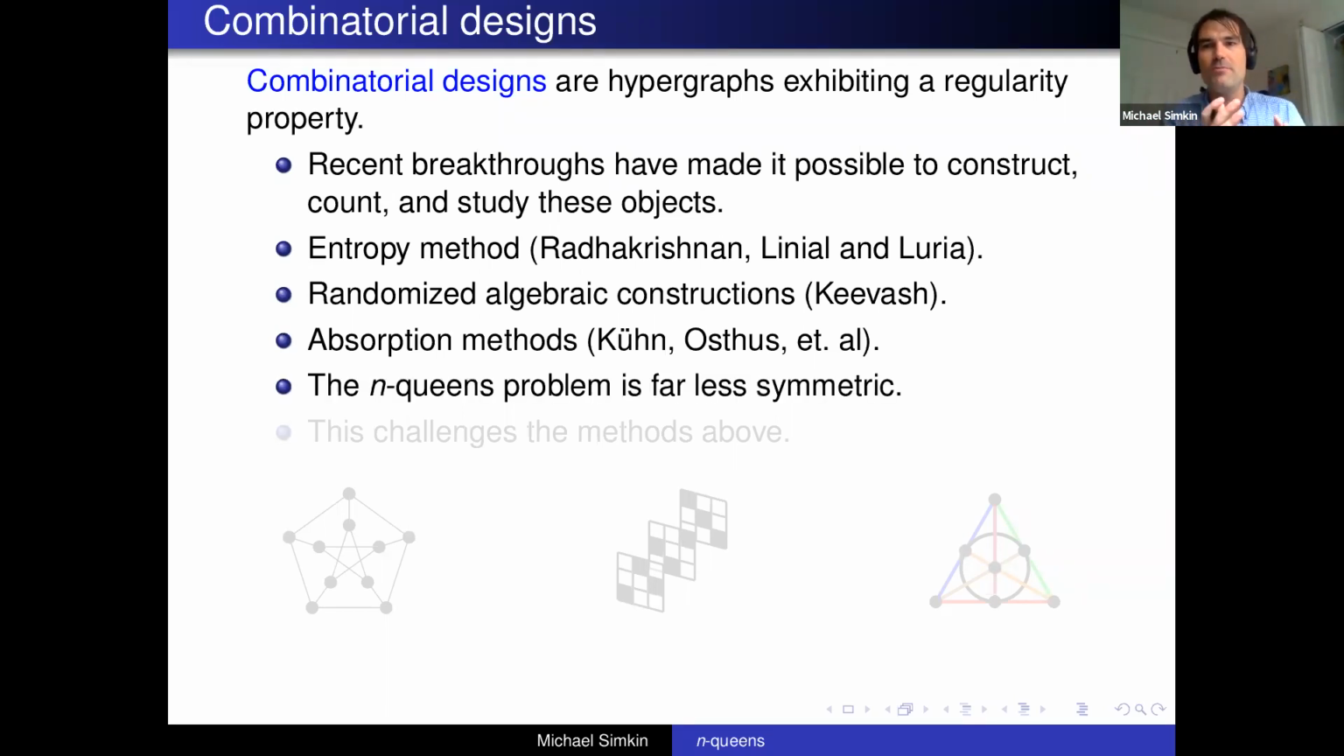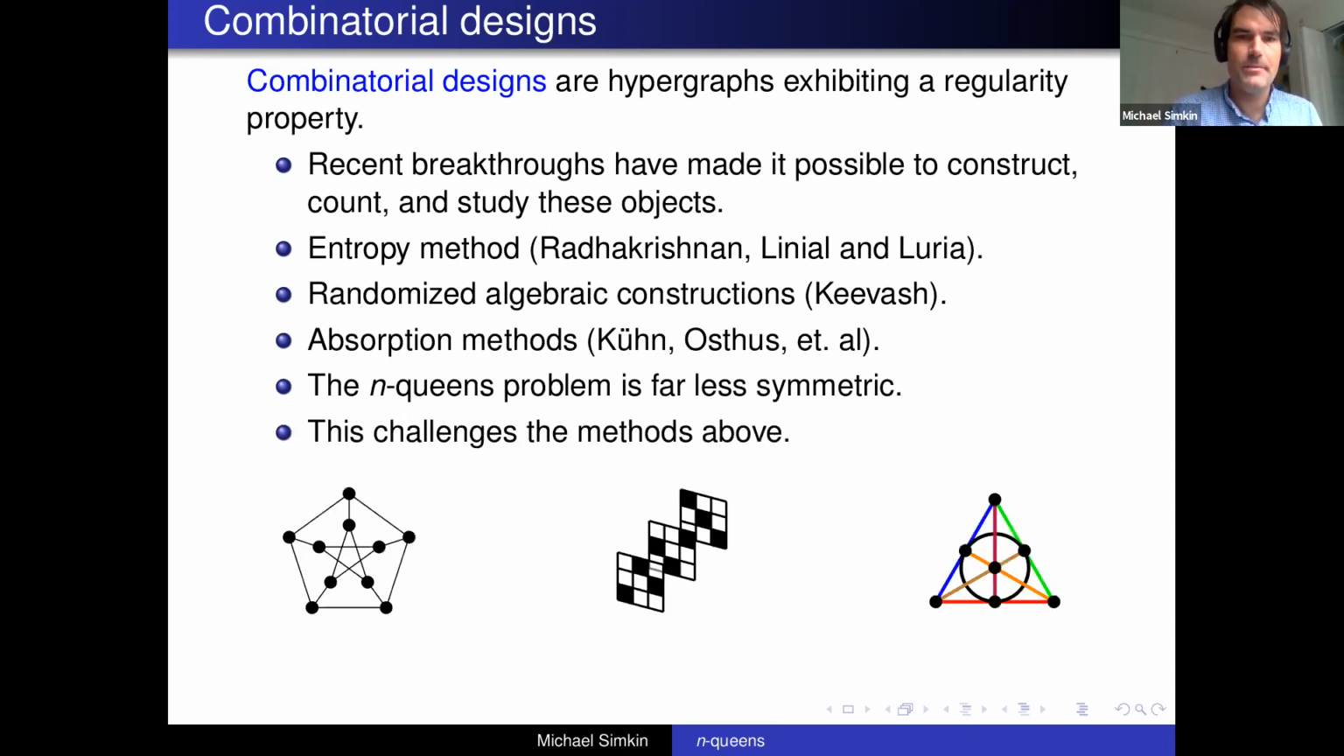The n-queens problem does fit into the story of combinatorial designs because you have a regular structure. Every row and column has exactly one queen, but it is far less symmetric. The diagonals are different lengths, and this makes the problem more difficult to analyze. It's not clear how to apply any of these methods directly, and I'll show you why in more detail later. So anyway, this is the modern perspective of the last few years.